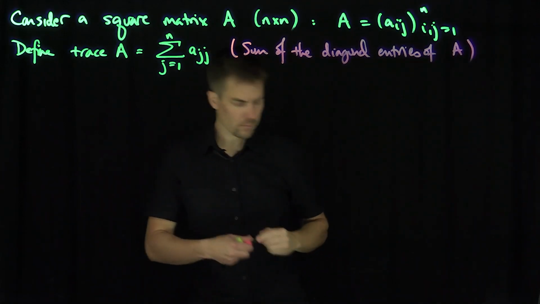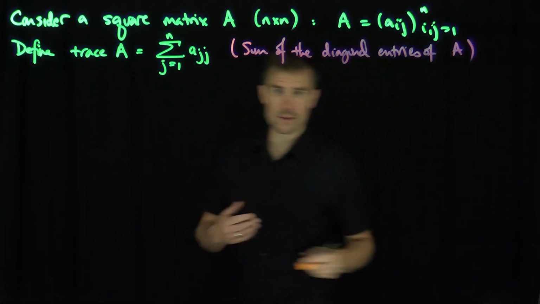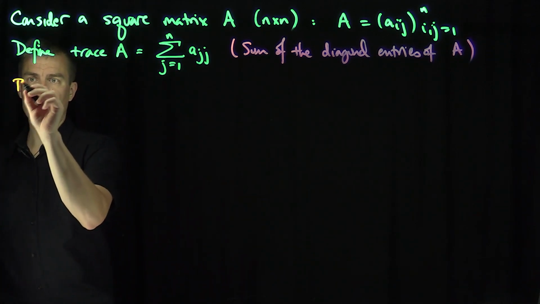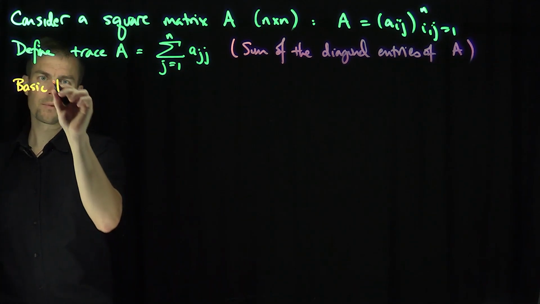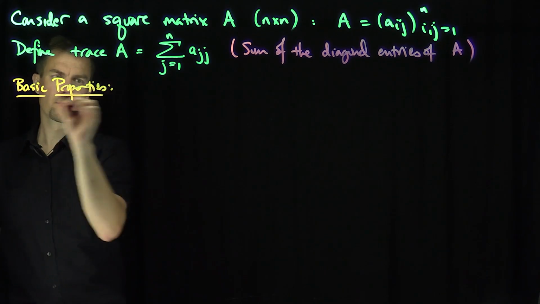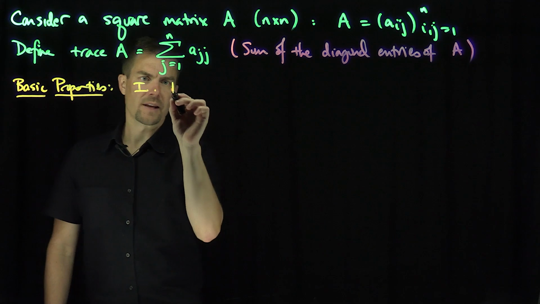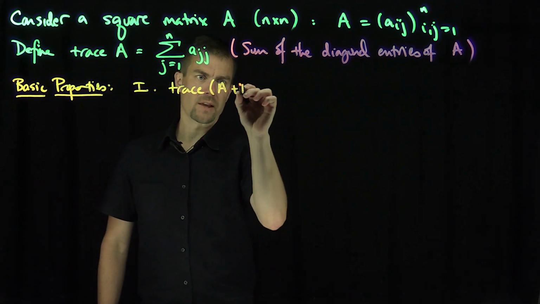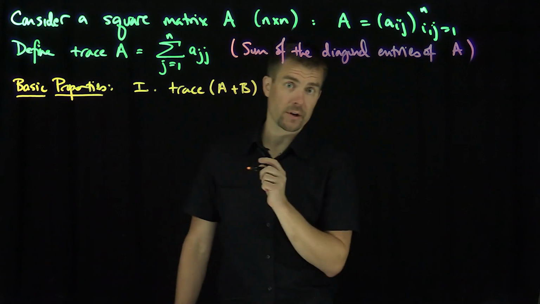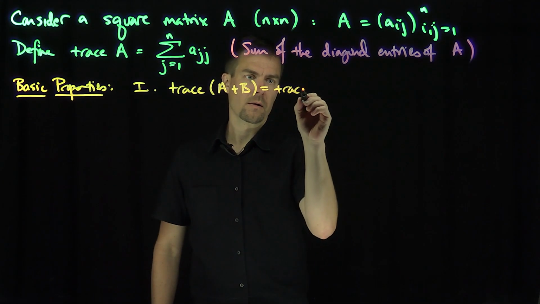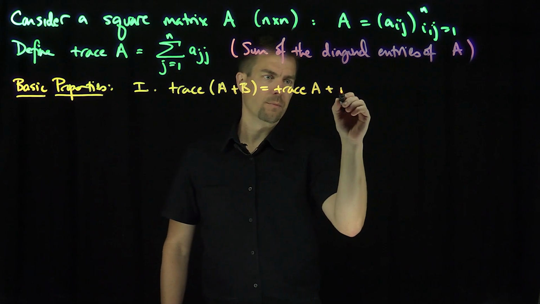Okay, great. Let's talk about the basic properties of trace. There are 3 trivial properties of trace which are easy to check. So these are basic properties. Property number 1 is that the trace of A plus B, and this assumes, of course, that A and B have the same dimension, otherwise I couldn't add them together, right? The trace of A plus B is the trace of A plus the trace of B.